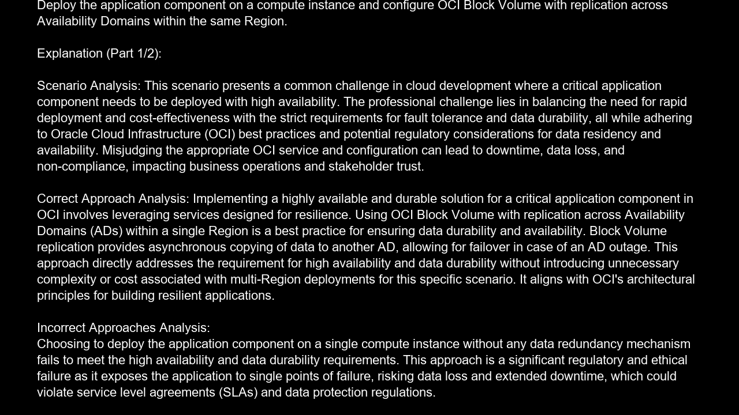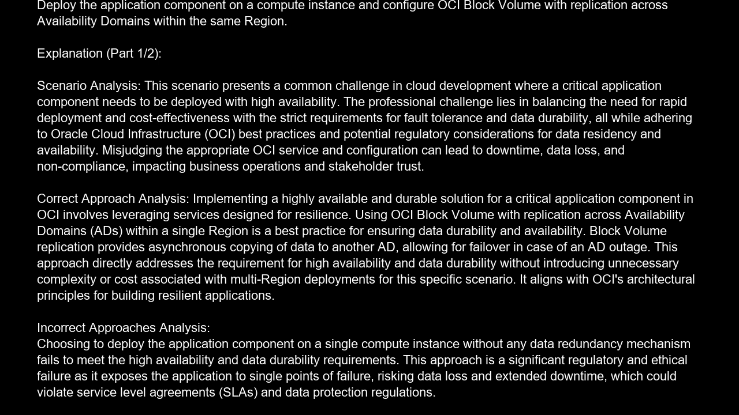Incorrect approaches analysis. Choosing to deploy the application component on a single compute instance without any data redundancy mechanism fails to meet the high availability and data durability requirements. This approach is a significant regulatory and ethical failure as it exposes the application to single points of failure, risking data loss and extended downtime, which could violate service-level agreements (SLAs) and data protection regulations.